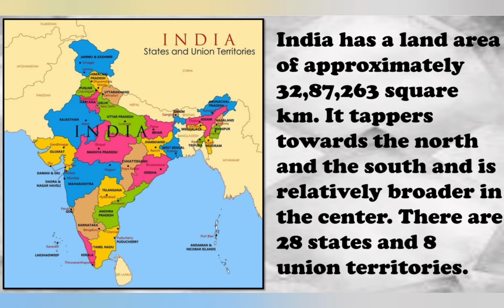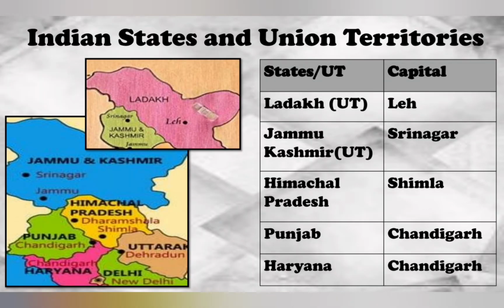Now, let's have a look at the states and union territories and their capitals one by one. Children, I need you to be very attentive right now because you have to remember the locations of all the states, union territories, and their capitals in the map of India.